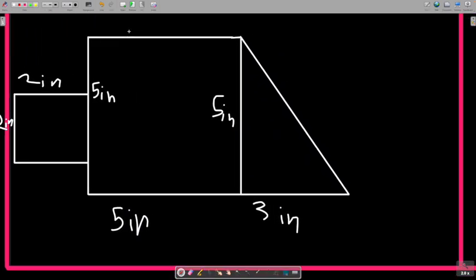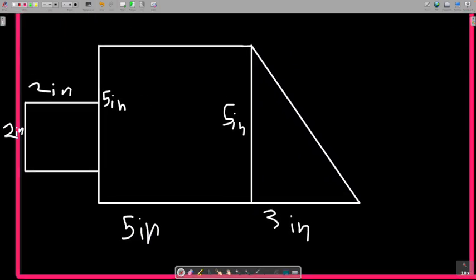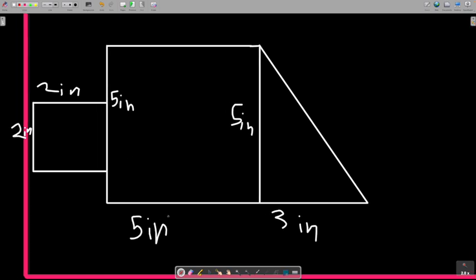Next we have this. We have 2 squares and a triangle. Now the area of a square is just one of its sides squared. So we have here, we know that one of the sides is 5. 5 squared is 25. So we have 25 inches squared. Plus the other square, which is 2 inches on one of its sides. So it's going to be 2 squared, which is 4. So we have 25 plus 4.